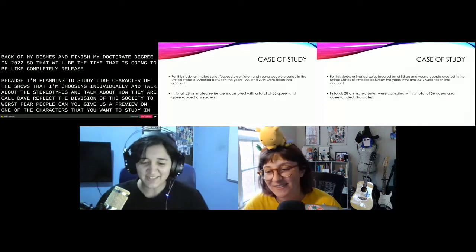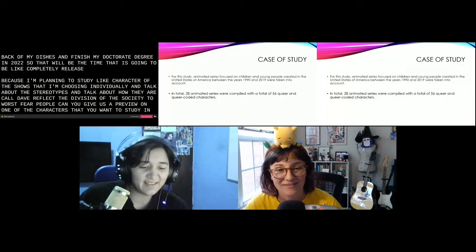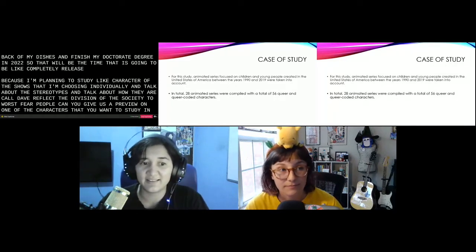Just a preview of one of the characters you want to study and how they fit the vision. Okay. As I told you, I want to study, in the 90s, Red Guy, and in Powerpuff Girls, him.